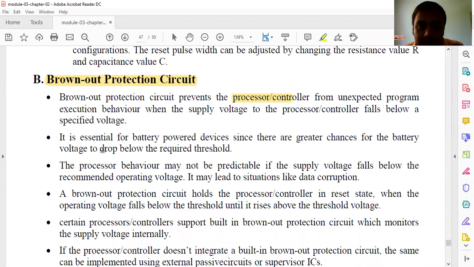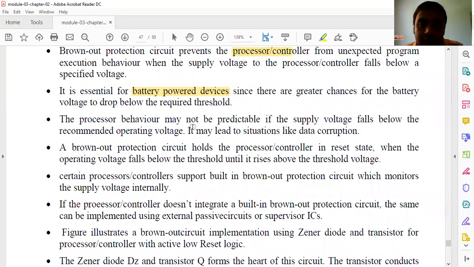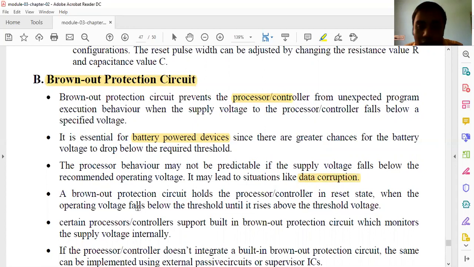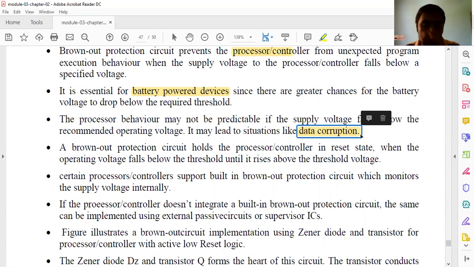It is essential for battery powered devices, since there are greater chances for the battery voltage to drop below the required threshold. Next, the processor behavior may not be predictable if the supply voltage falls below the recommended operating voltage. It may lead to situations like data corruption. Yes, what is the effect of this brown out? There is a data corruption. The data you have stored, that may get corrupted. That is a disadvantage of this brownout.